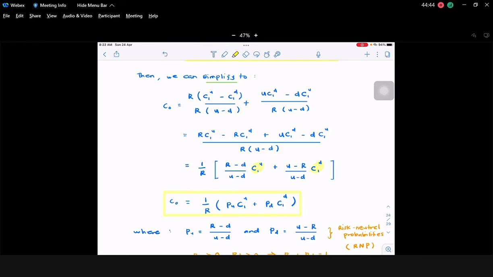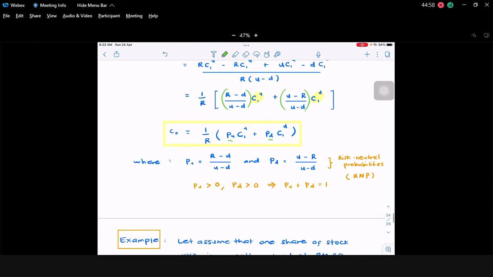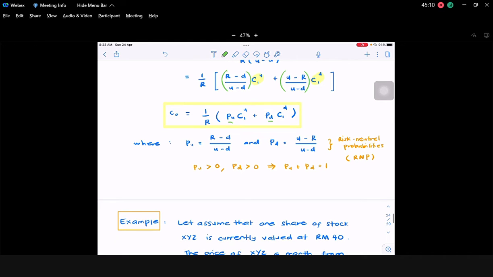Okay, so this refers to probability. So PU and also PD. Probability downstate, probability upstate. And of course these PU and PD probabilities we call them risk neutral probabilities. And of course PU plus PD equal to 1 because they are probabilities.